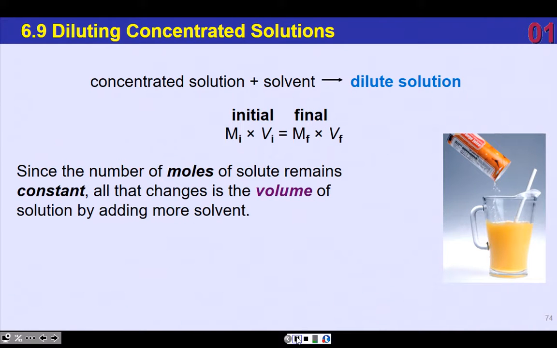And we'll think in terms of molarity and volume of the two solutions. The initial solution is noted with subscript I, and the final solution, the diluted one, will be subscript F. So molarities and volumes of each of these.